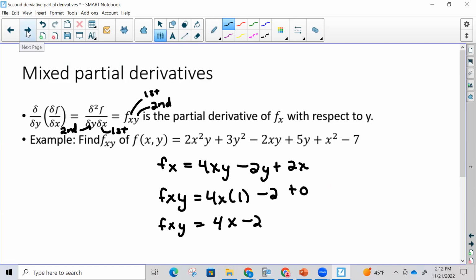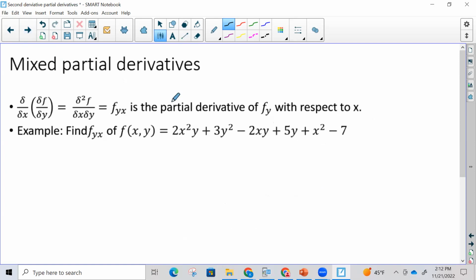Now we can do the other order. Again, we have a mixed partial. For this notation, we start with taking the partial with respect to y and then with respect to x, and that results in this notation. Again, it's a little confusing: we go right to left, so this is what you do first, and this is what you do second. But we're mostly going to use this notation, which is left to right. So the y is first and the x is second, and this is the partial derivative of f_y with respect to x.